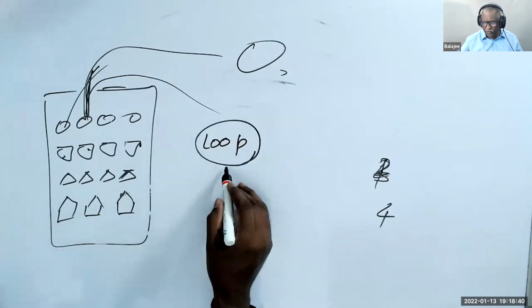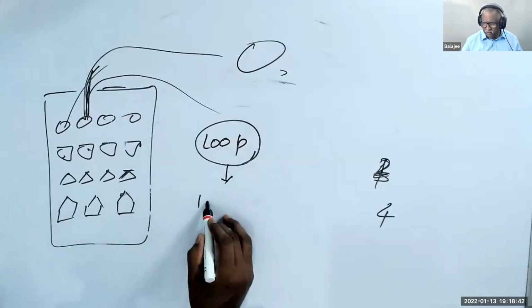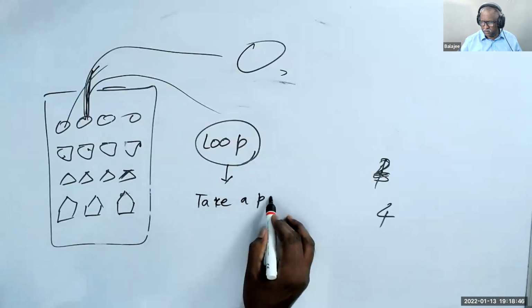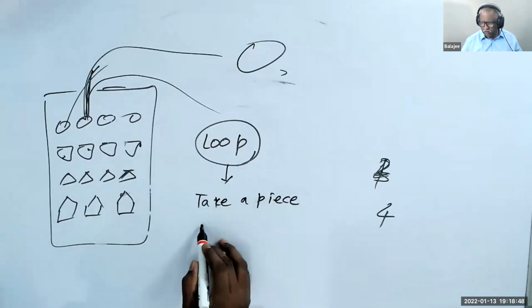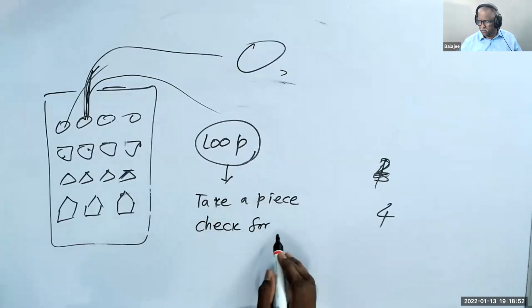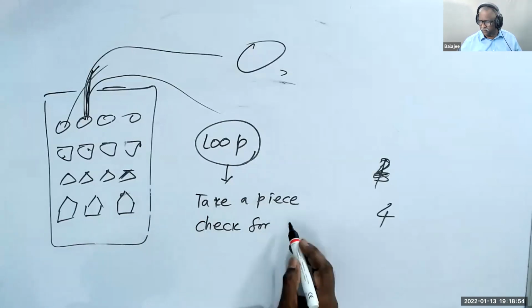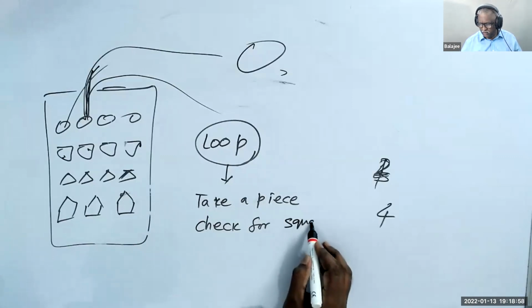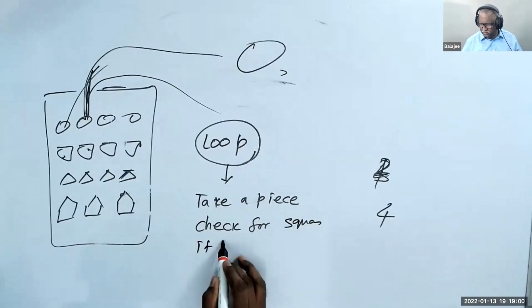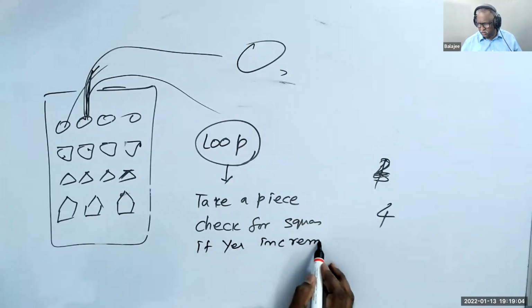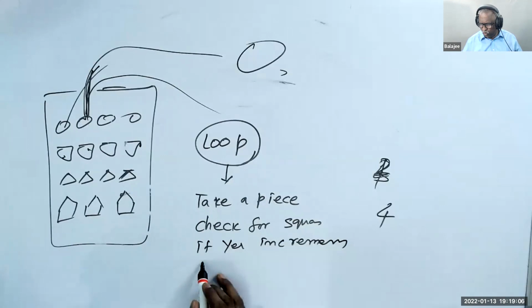So we tell them very clearly, take a piece, check for this one, square. If square, if yes, increment. Go to start.